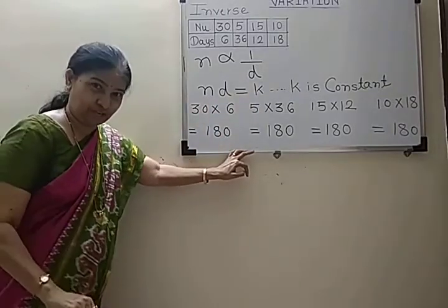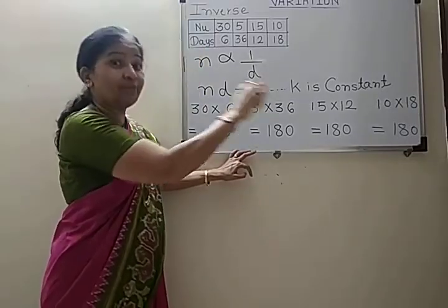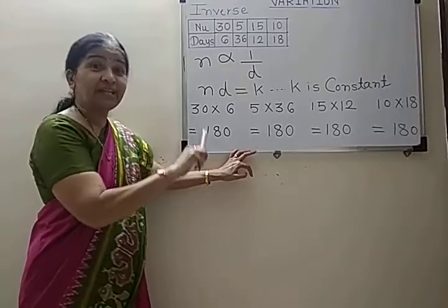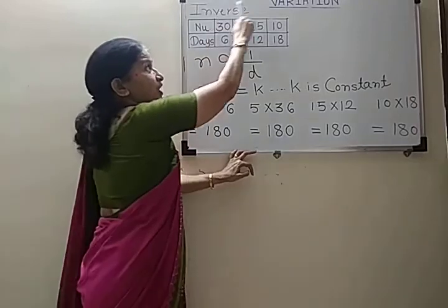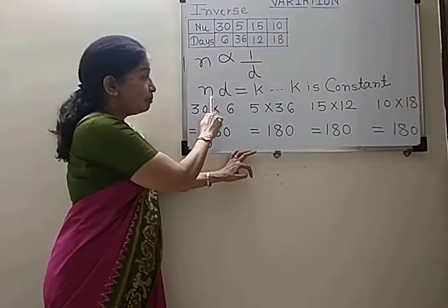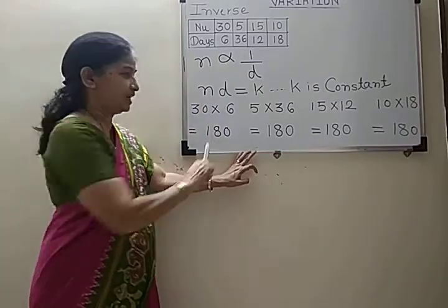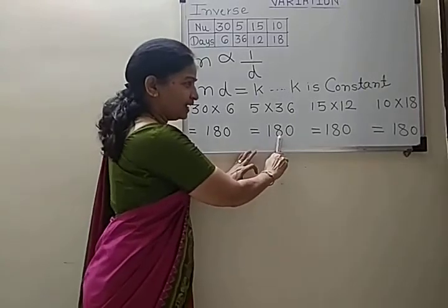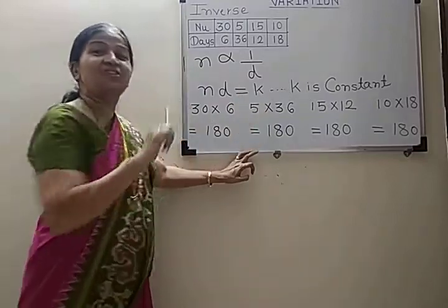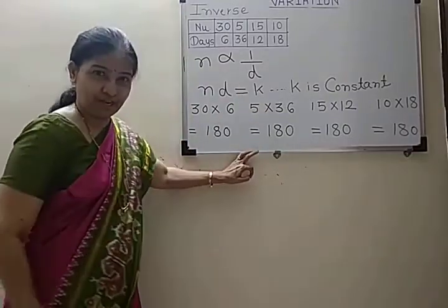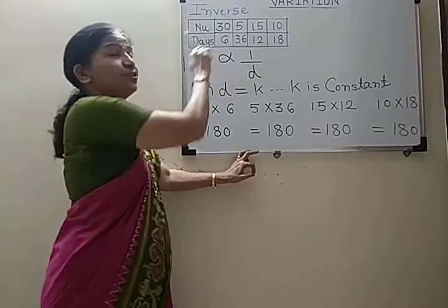Thus we learn that in direct variation, division is constant, and in inverse variation, multiplication is constant. See 180, 180, 180 and 180. That multiplication is constant. So this is what is inverse variation.